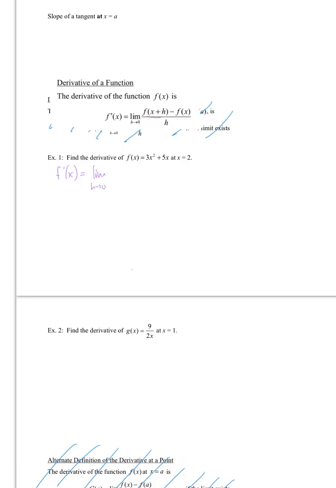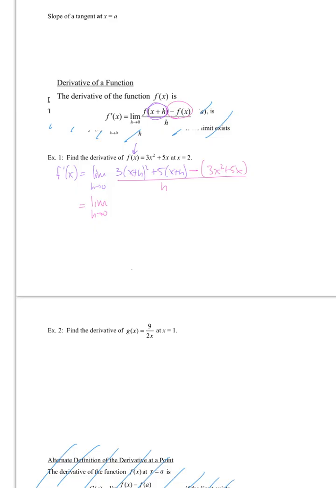And you can see right here, I'm going to put x plus h into this function, which is going to give me 3 times x plus h squared plus 5 times x plus h. And then I'm going to subtract the original function, 3x squared plus 5x. And this is all over h. Okay. And then I'm going to write equals the limit as h approaches 0. And yes, you do have to bring that notation down every time.